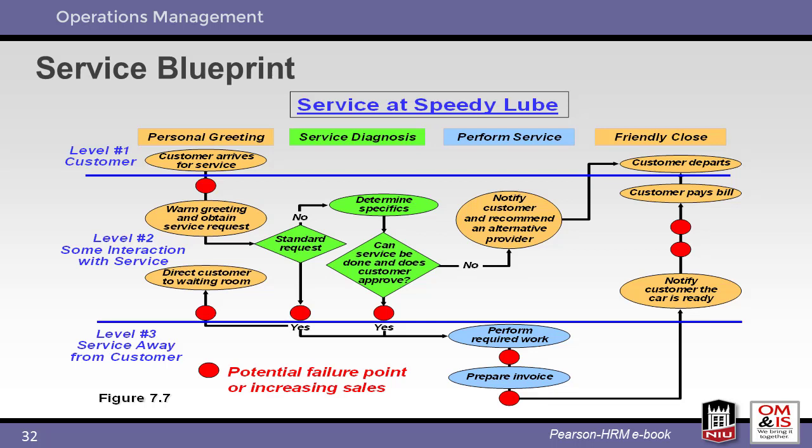The red circles represent failure points or opportunities of increased sales. For example, the first red circle in the upper left is a risk, as there may be a miscommunication between the service technician and the customer. At the same time, this is also an opportunity to upsell additional services and products.